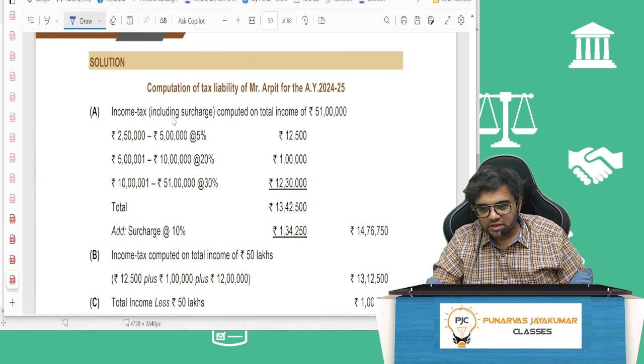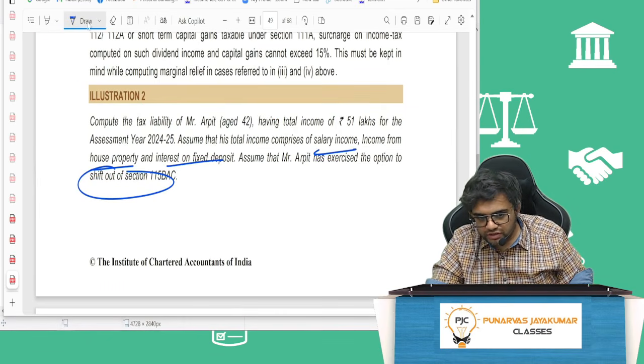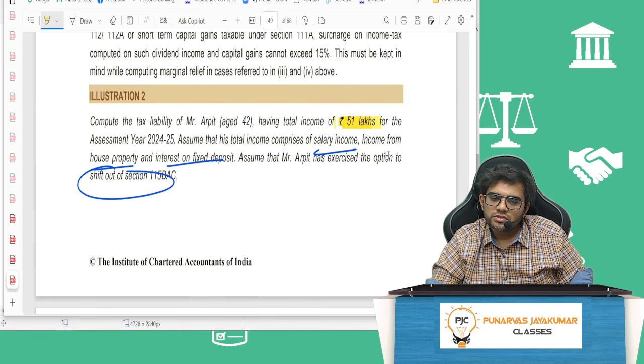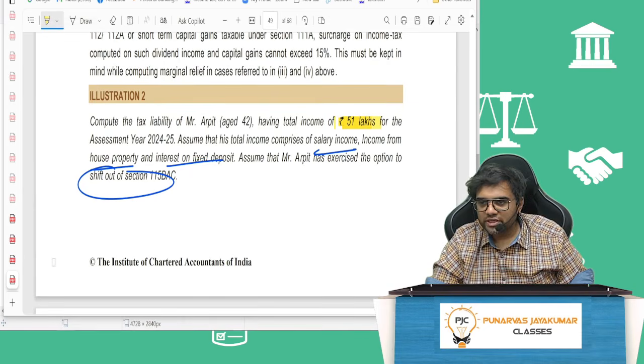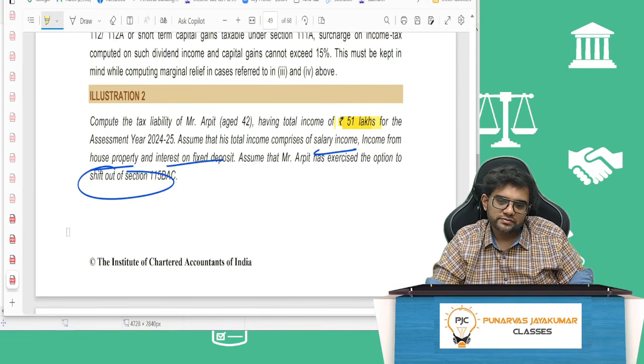Income tax, now all inclusive it is 51 lakh. So what would be the surcharge component if everything included is 51 lakh? He may have income from house property, he doesn't have that other income anyway. So 51 lakh means you'll get a surcharge of 10%.